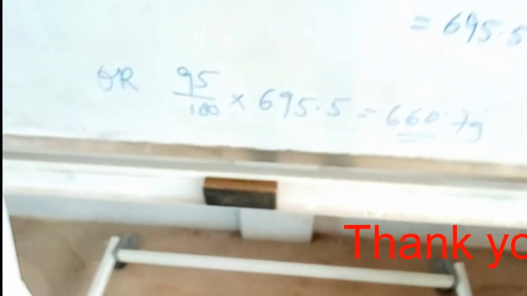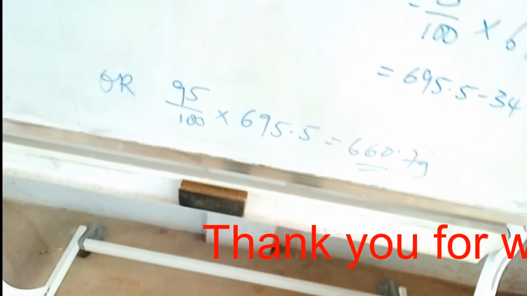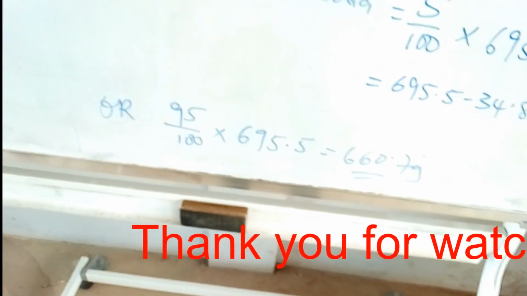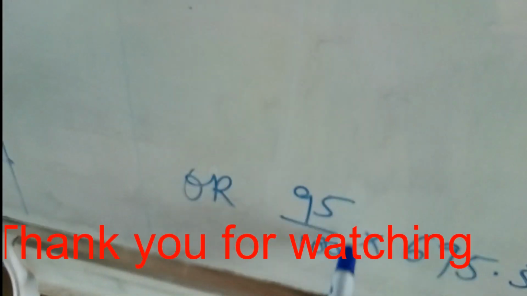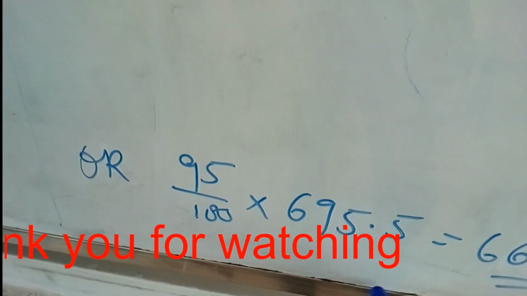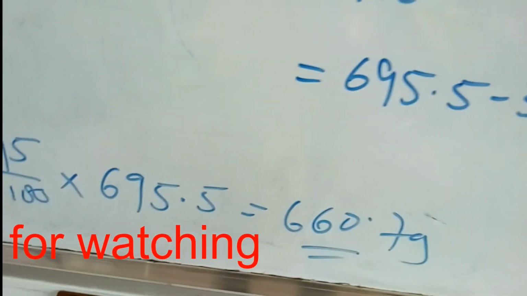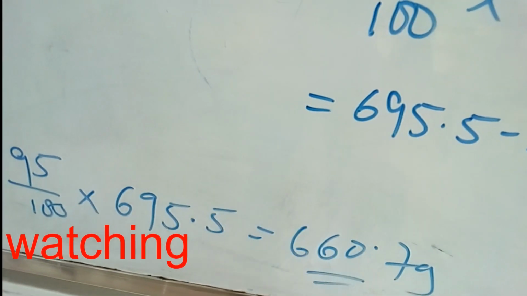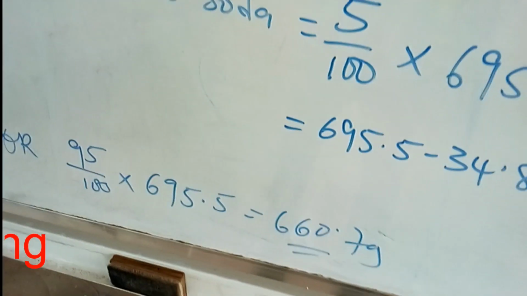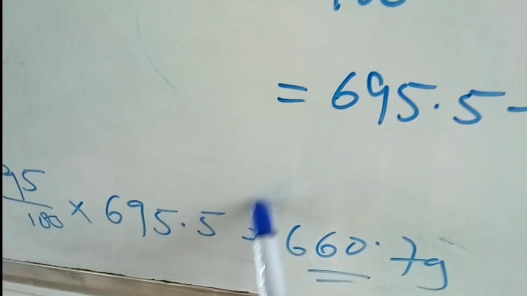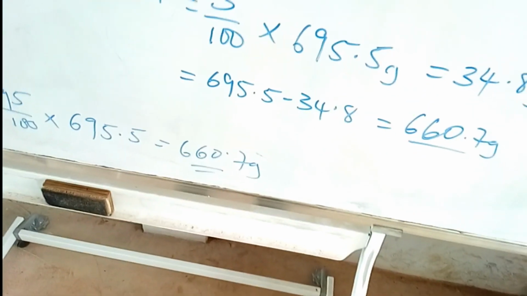Option 2 is you just subtract 5 from 100, and that will give us 95. So option 2 will give us 95. So you have 95 over 100 multiplied by our lye, which is 695.5, and that will also give us the same figure, 660.7 grams. So now we are going to use 660.7 grams for our production, and that is how we can superfat our soap.